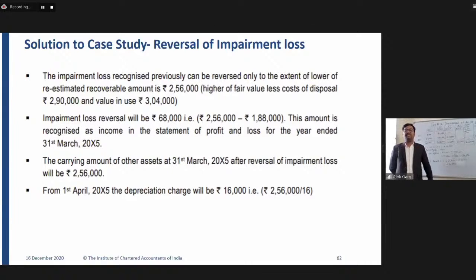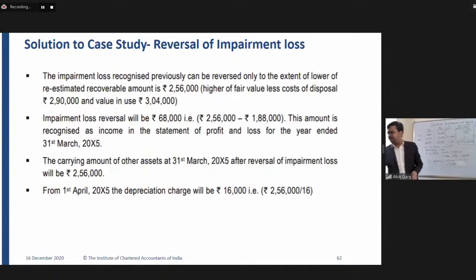Because the institute has taken the calculation nearest to thousands. This amount is recognized as income in the P&L, and the carrying amount of other asset after reversal of impairment loss will be 2,56,000. And from 1st April 2005, for the next 16 years, the depreciation will be charged on the basis of 2,56,000.